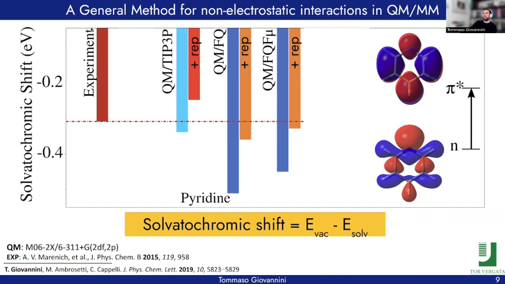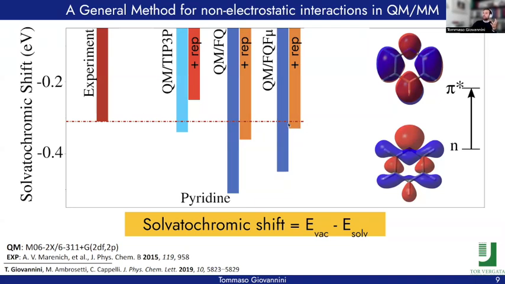And here you can see that the experiment is almost minus 0.3 electron volt. And you can see that if you run just the polarizable approaches, you get something that is more or less minus 0.5 electron volt, so very wrong with respect to the experiment. But as soon as you add the repulsion and also the dispersion, what happens is that you go to minus 0.3 electron volt.